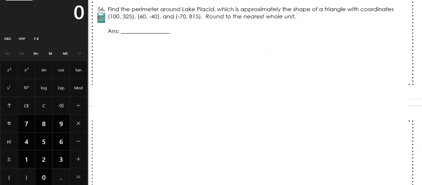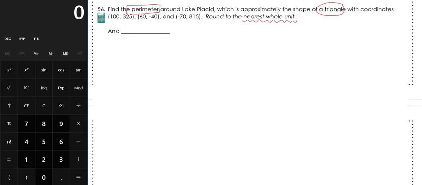Number 56. Now I'm going to warn you, this is going to require a bit of work, so if you want to do it on a separate sheet of paper, I would recommend that. Find the perimeter around Lake Placid. Okay, very straightforward. Finding the perimeter, meaning adding up all of the sides, getting the side lengths, adding them up. So find the perimeter around Lake Placid, which is approximately the shape of a triangle with the coordinates listed. Round to the nearest whole unit for your final answer.